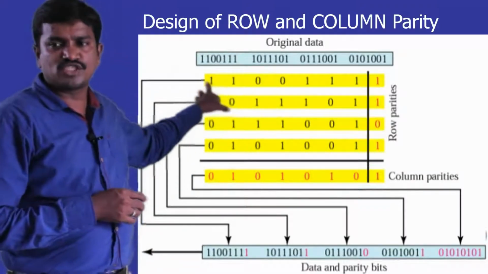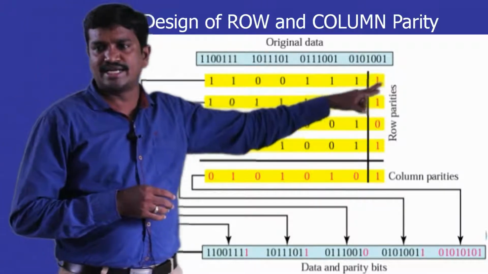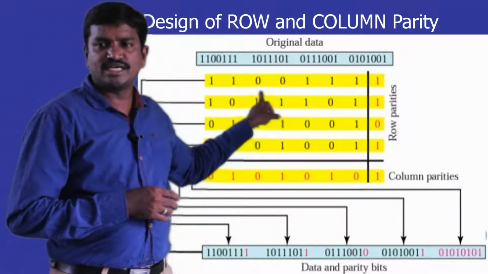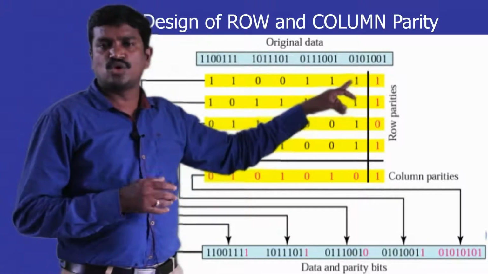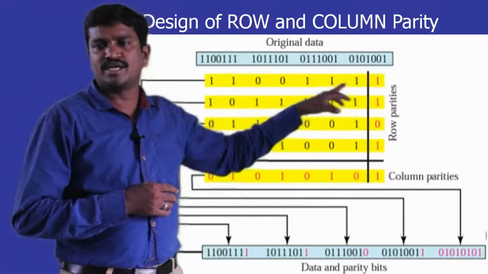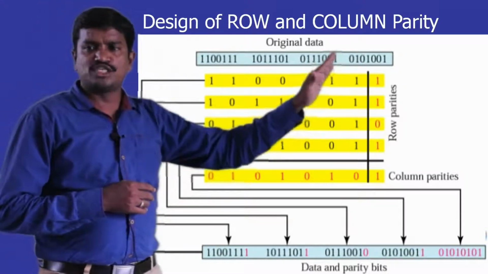If you take the first row, the parity is calculated at the end, and that is even parity. As it already has 5 ones inside it, in order to make that code word have an even number of ones, the parity bit is set to 1. Similarly for the second row, third row, and fourth row, and we call these row parities.